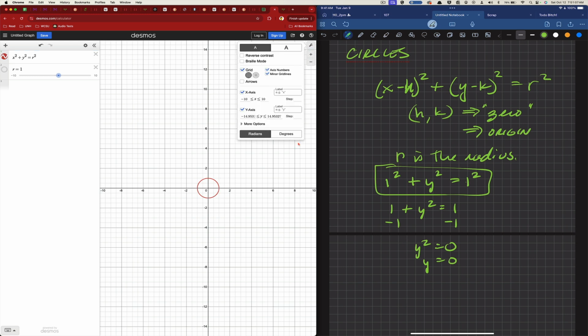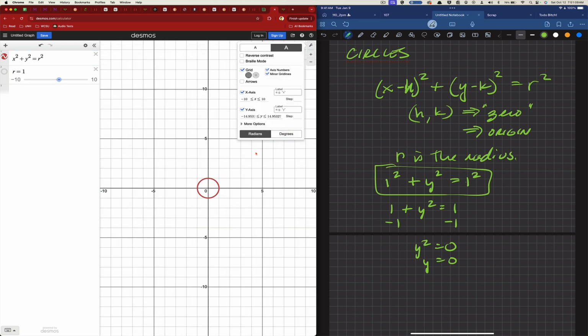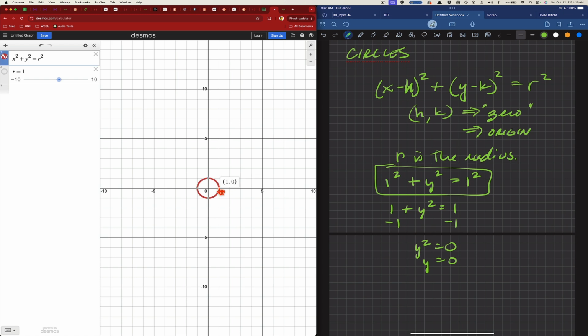Let's put this on presentation mode so everything's a little larger. This point right there. Okay? If I put a 1 in for y, we'll get the same result. We'll get 0 for x. So there's 1 for y and 0 for x. If I put negative 1 in for y, we'll get 0 for x. If I put negative 1 in for x, we'll get 0 for y.